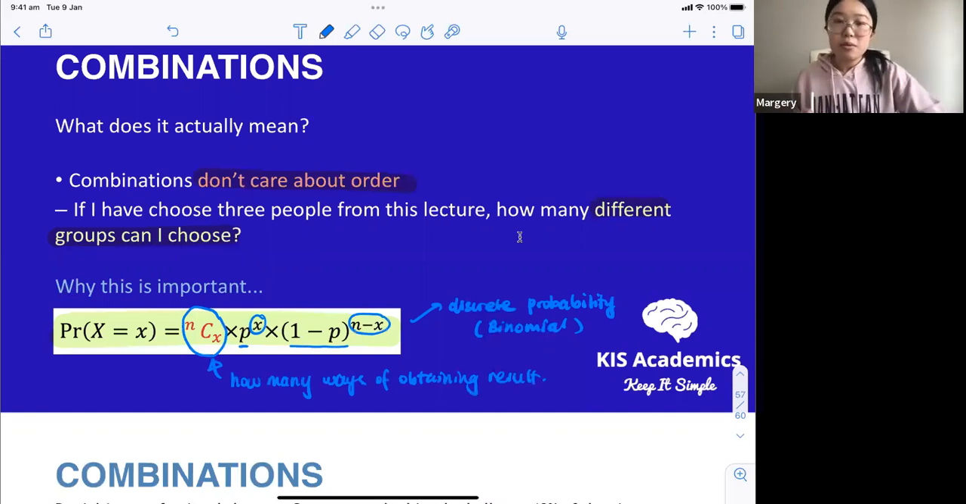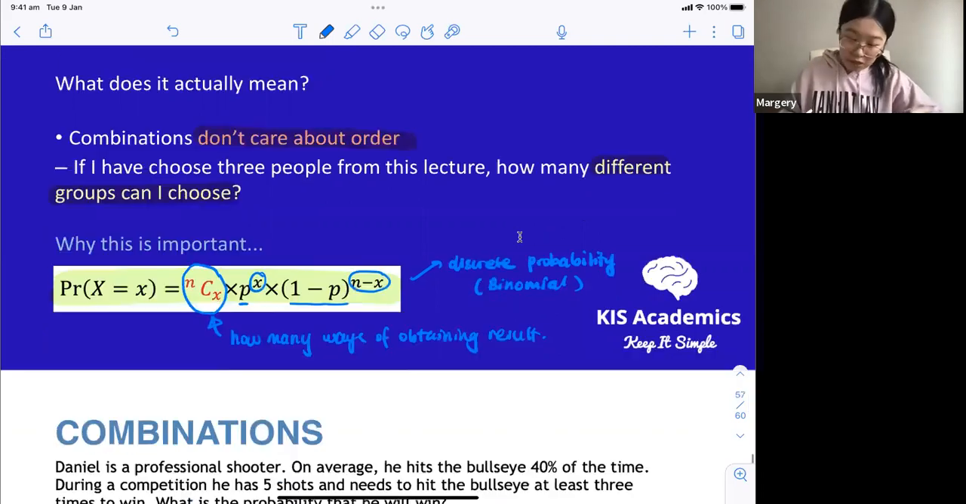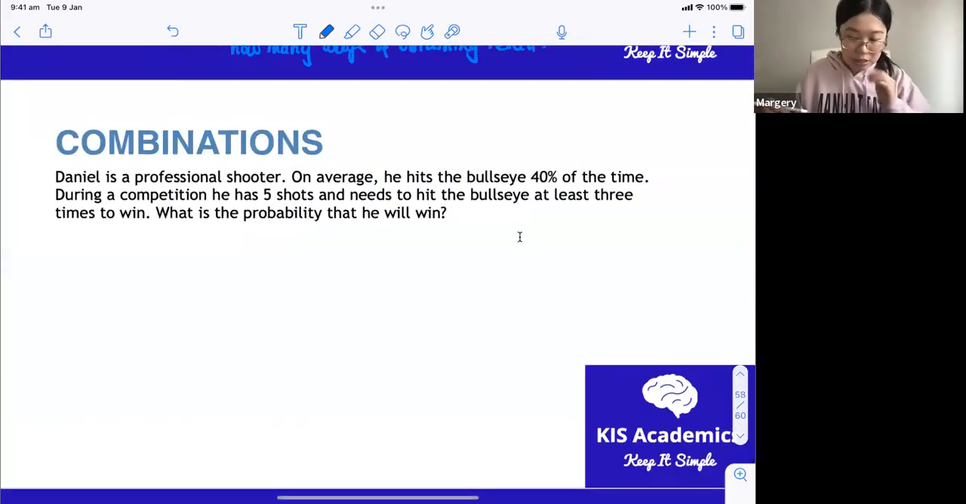Now we'll look at this example to finish off this lecture on combinations. I've got this question that says Daniel is a professional shooter. On average, he hits the bullseye 40% of the time. During a competition, he has 5 shots and needs to hit the bullseye at least 3 times to win. What is the probability that he will win?